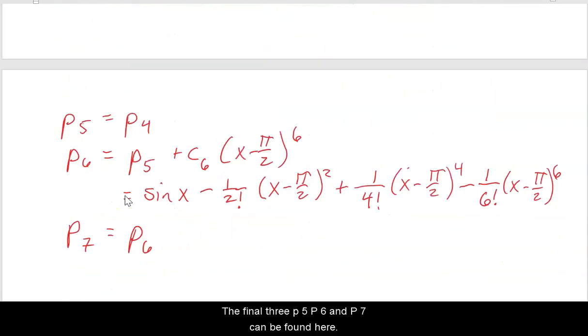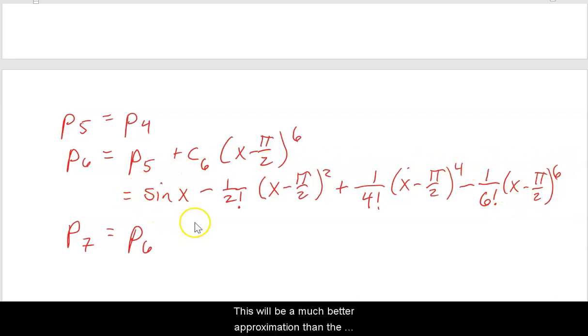The final three, P5, P6, and P7, can be found here. P5 and P7 will reduce to becoming whatever the previous polynomial was, since the fifth derivative at the center and the seventh derivative at the center are also 0. The sixth derivative at the center is negative 1, which is why we get a negative 1 in the numerator of the coefficient. This is for the sixth derivative at pi over 2. Divide by 6 factorial times x minus pi over 2 to the sixth power.